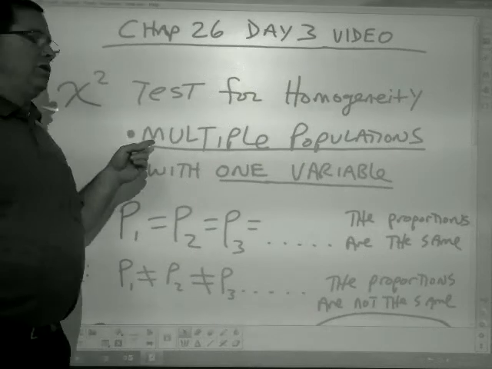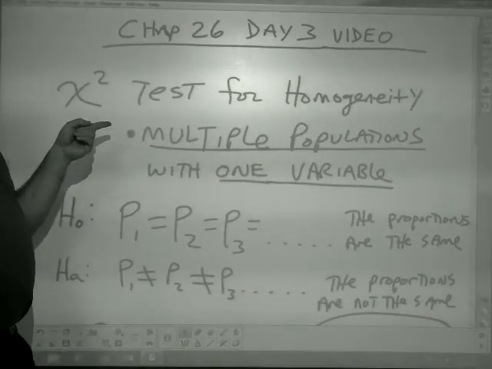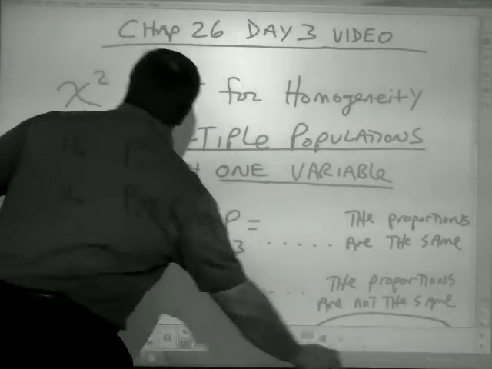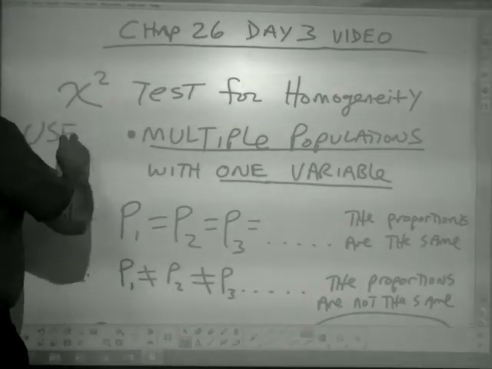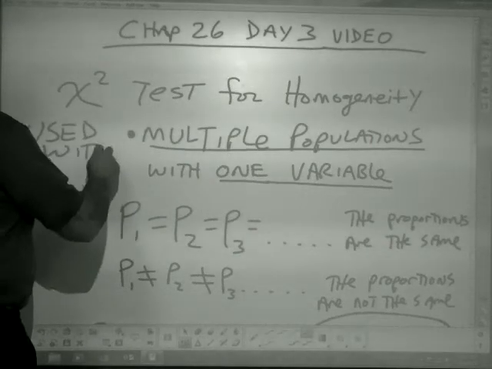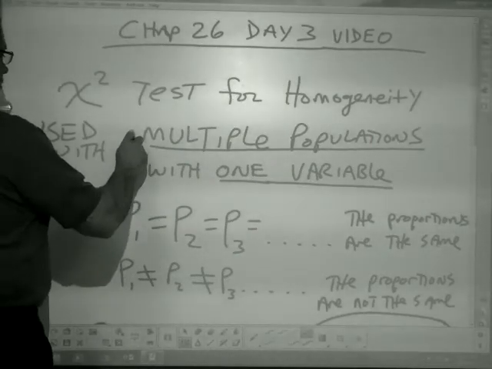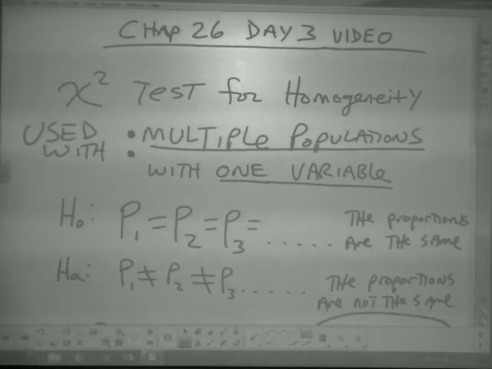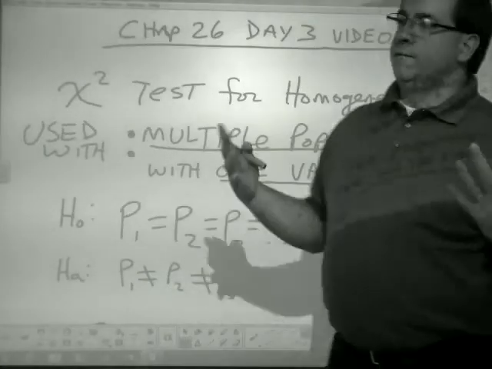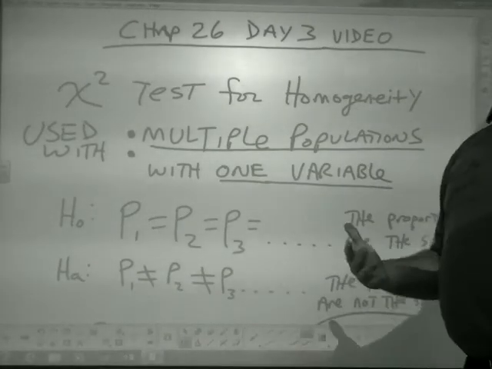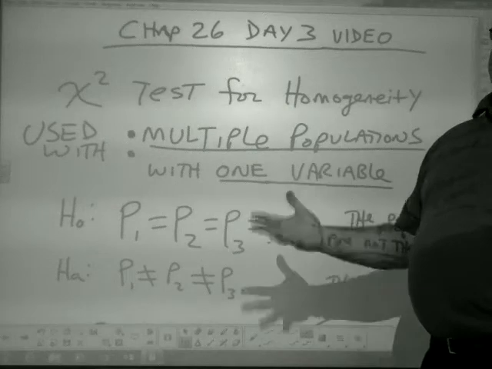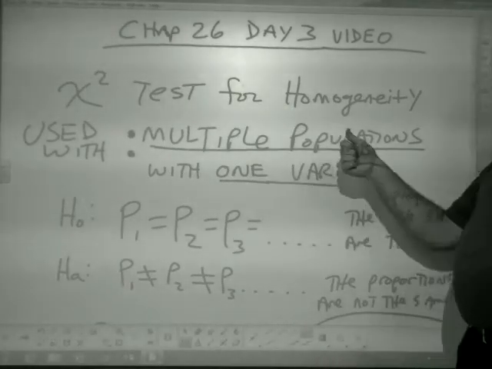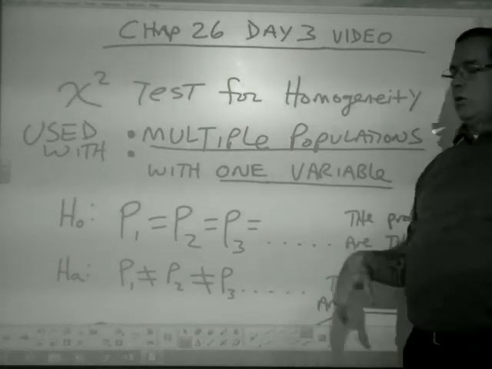All right, the biggest thing you have to remember is this is used for multiple populations with one variable. For example, are the proportion of kids that do their homework at freshmen, sophomore, juniors, and seniors the same, or is it different? That's multiple populations. The one variable would be, do they do their homework?